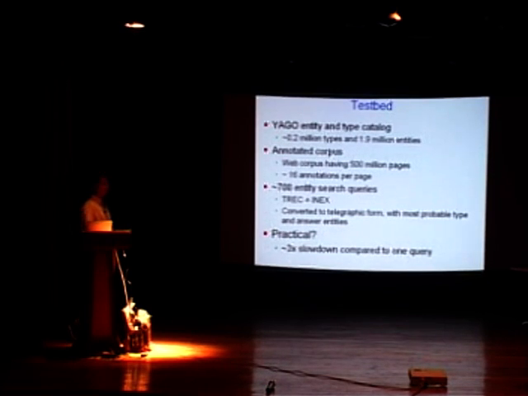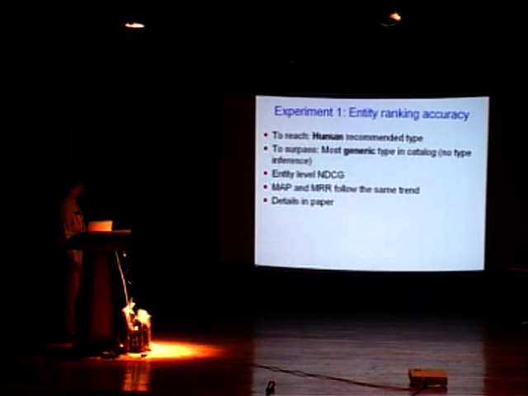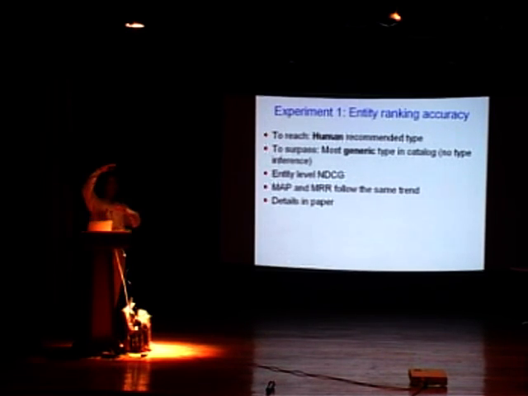So this is reasonably practical. Our query answering system is about 3 times slower than one query. I'll not have time to go through all our experiments, but the main thing we wanted to study is there are these 2 extreme kinds of queries. One is where a human specifies the target type explicitly. That's the best you can get. It may not always be perfect, but it's the best you can get.